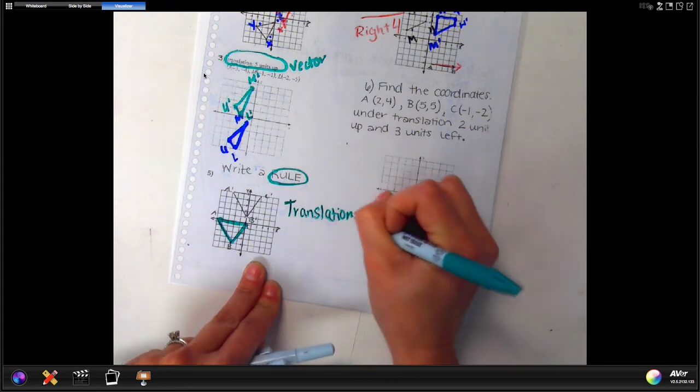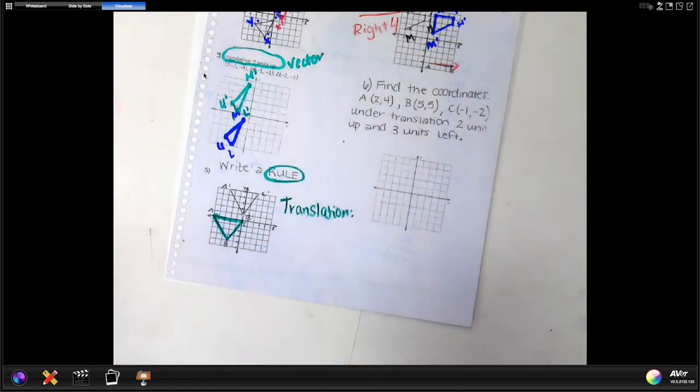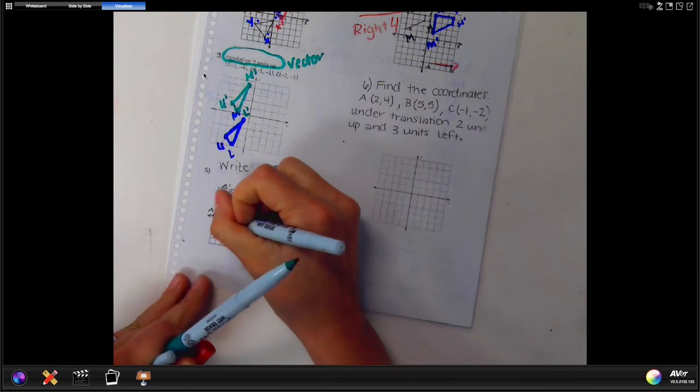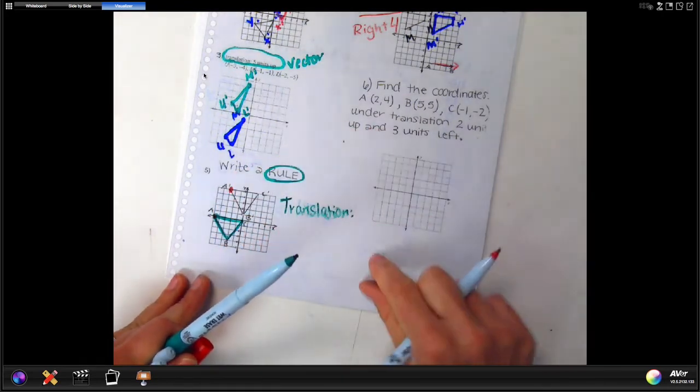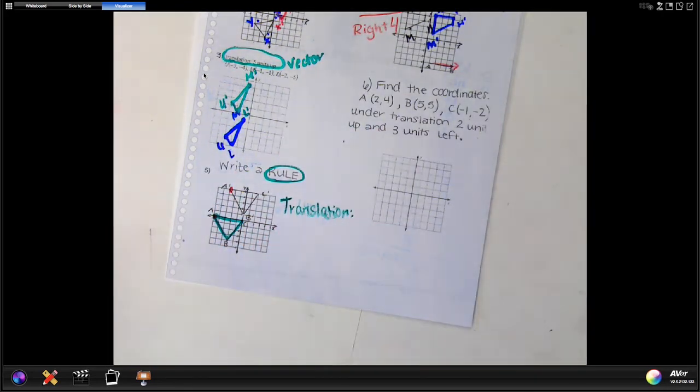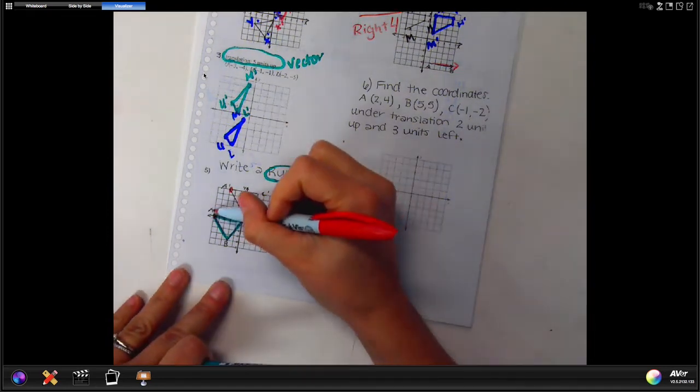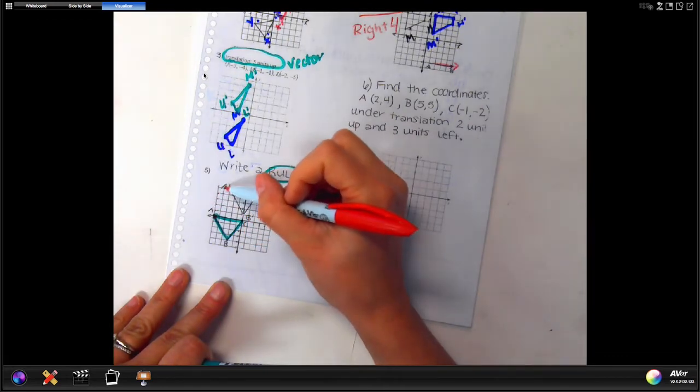Okay, and then we tell what it is doing. And the way you figure it out is you choose 1 point and figure out what it's doing. So you start with A right here, and we're trying to get to A prime. In order to do that, what do I need to do, Alex? You have to go up 5 and right 2. You would have to go up 5, 1, 2, 3, 4, 5, and right 1, 2.